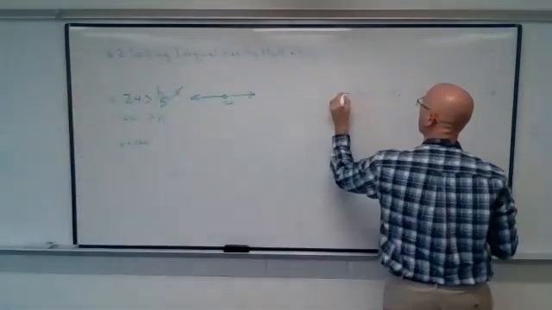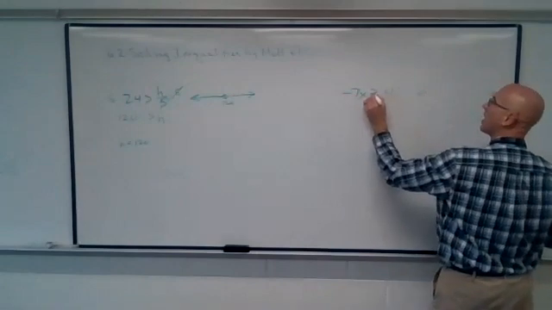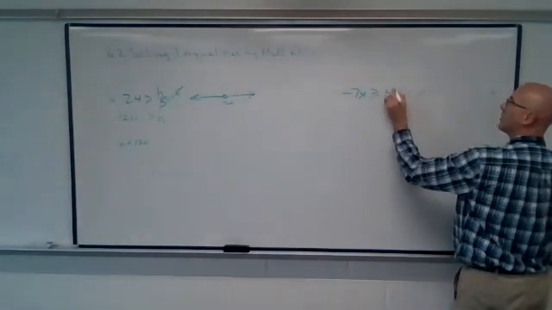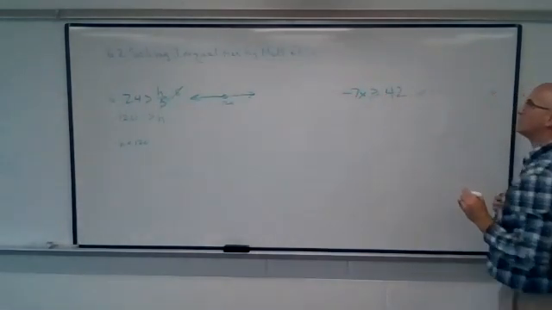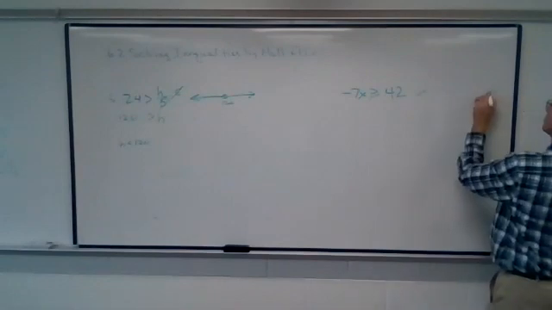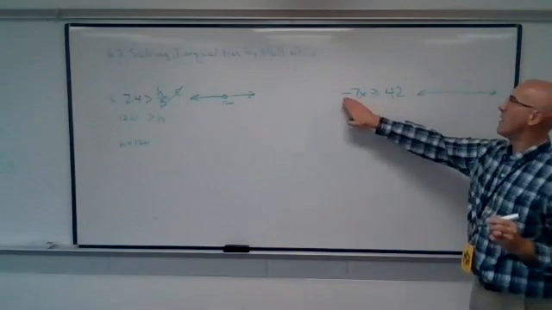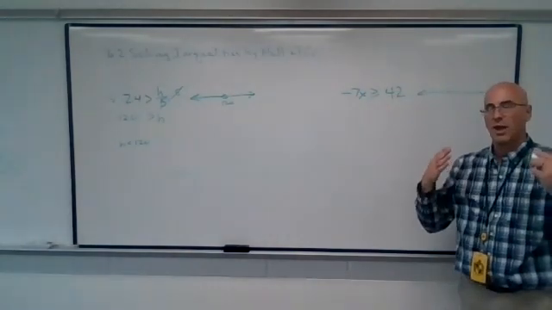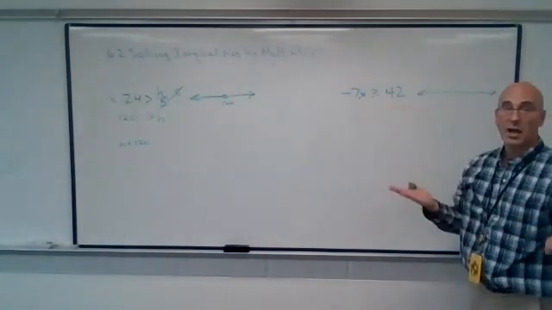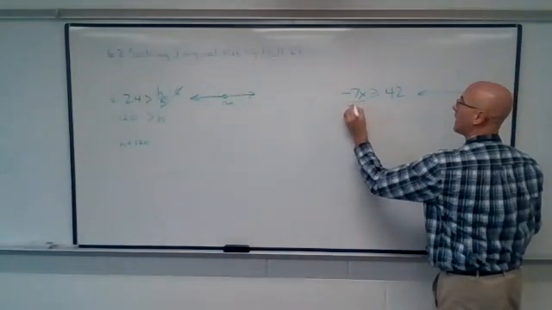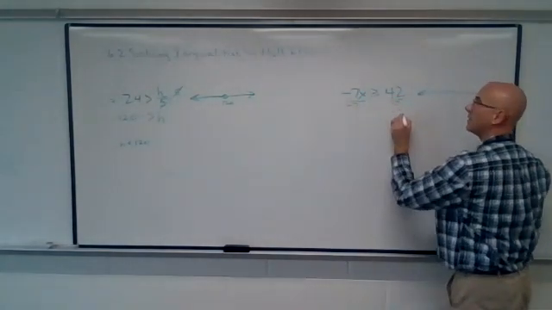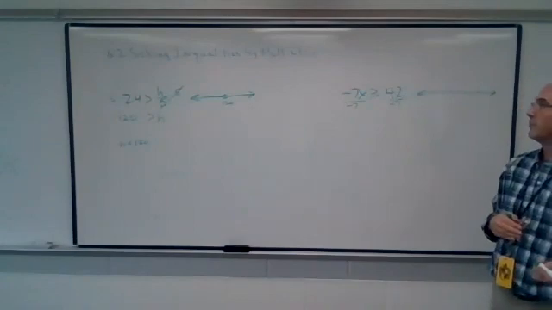Now we have negative 7x is greater than or equal to 42. Okay, and then we are going to graph that on this number line. So we have negative 7x. And if this were just a plain old equal sign, we would divide both sides by negative 7.